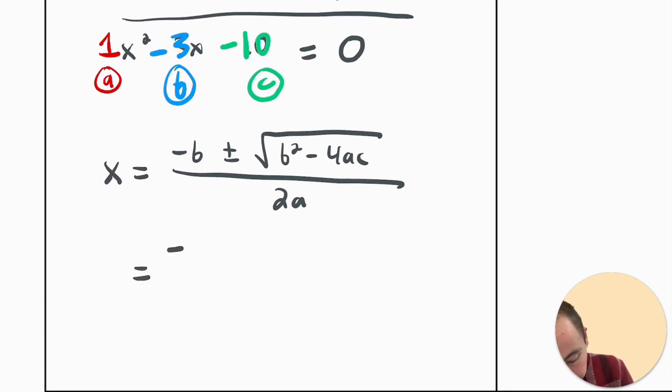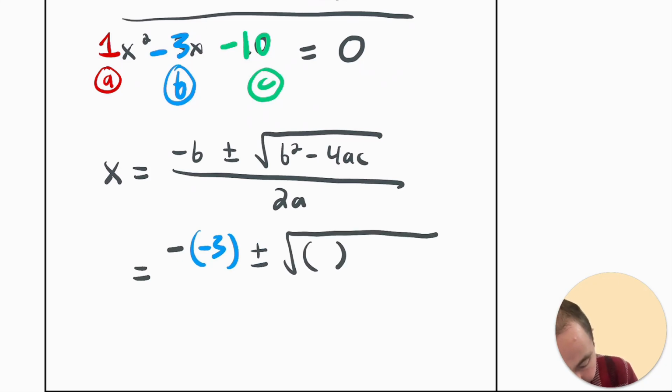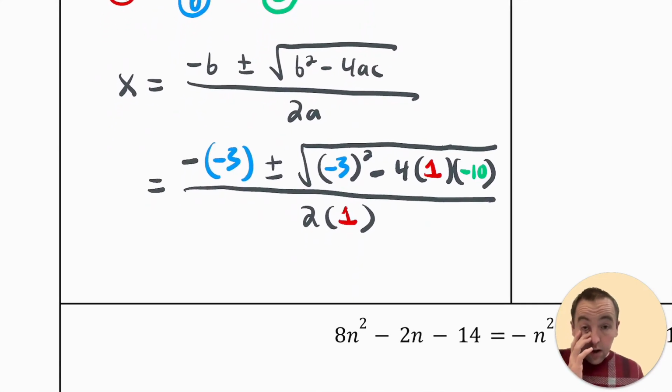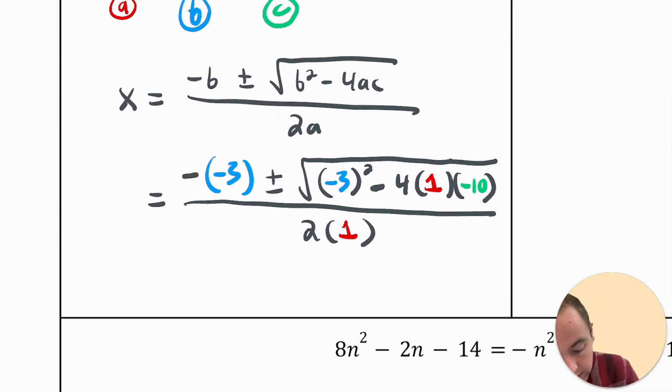So I want to take negative of b. This is where I'm going to plug in negative 3, since that's my b value, and then plus or minus the square root of squaring b. Again, I plug in negative 3, because that's my b value, and then minus 4 times a times c. There I'm going to plug in the 1 for the a, and the negative 10 for the c, and that's all over 2 times the a value, which is 1. All right, so then it's a matter of simplifying all of this from here.